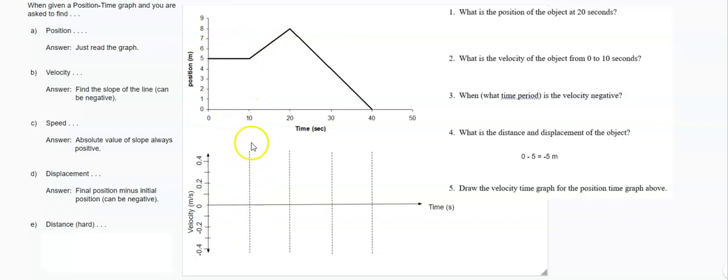I tried to put in these dotted lines. That's at 10 seconds, 20 seconds, 30 seconds, 40 seconds. And the reason why I have some negative numbers here is because I have some negative slopes. So I need to find the slope of this line right here. So the rise over run, that's 0.